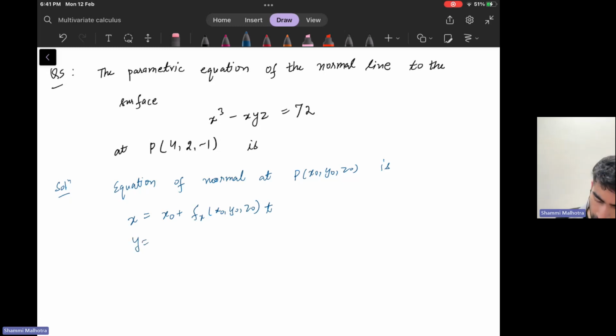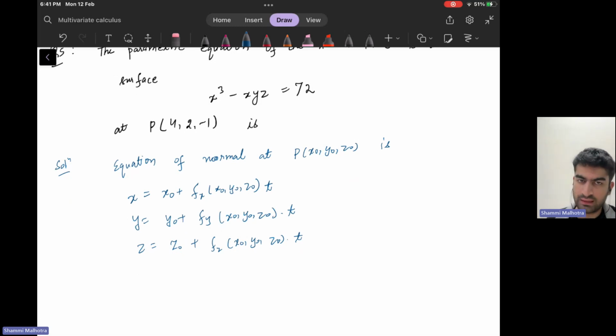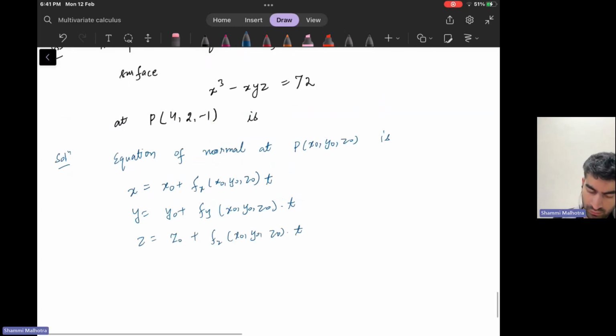Then y will be equal to y naught plus fy at (x naught, y naught, z naught) times t, and likewise z is z naught plus fz at (x naught, y naught, z naught) times t. So that's the equation of a normal at a point. Again, to find the equation of the normal line, we have to calculate the partial derivatives of our function.